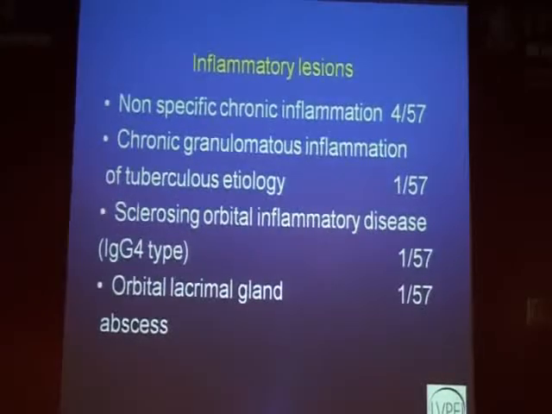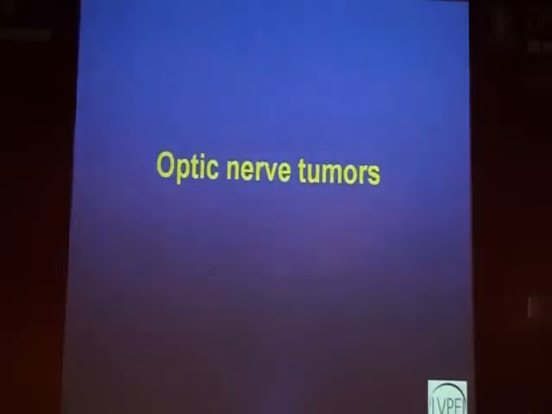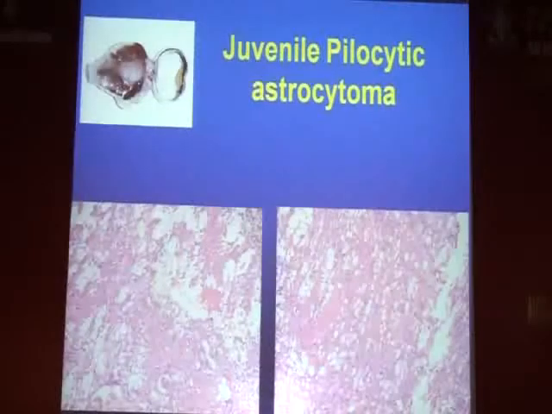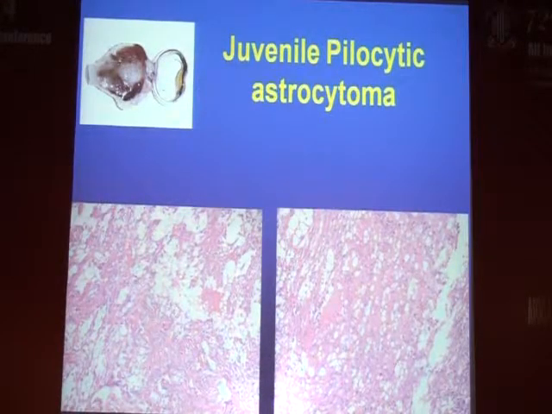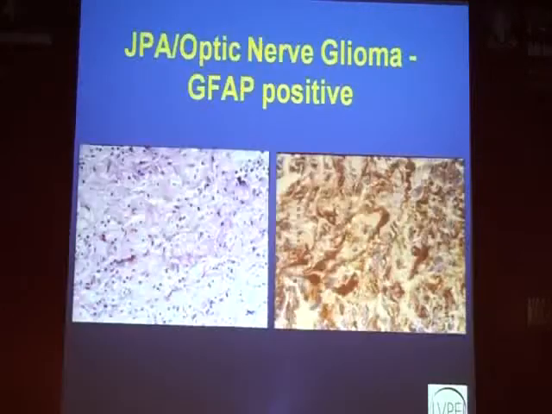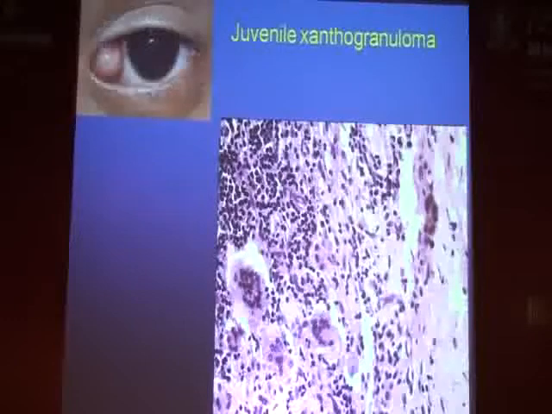Inflammatory lesions we come across, I'll just jump over and come to the optic nerve tumors. The most common optic nerve tumor we see in the pediatric age group is the pilocytic astrocytoma, and they have typical hair-shaped, elongated cytoplasmic processes, and nuclei which are spindle to round. What helps us in IHC is GFAP, which helps in identification of these tumors.